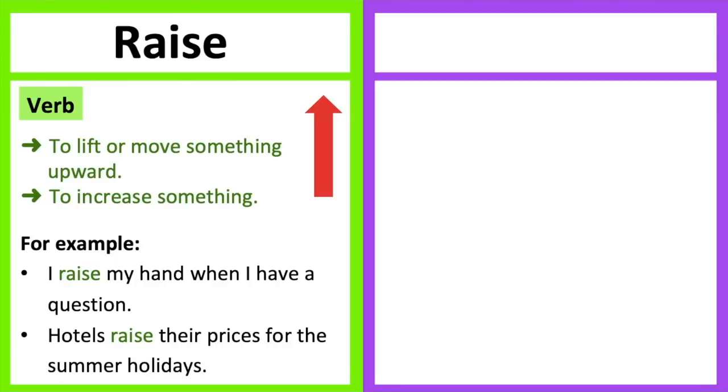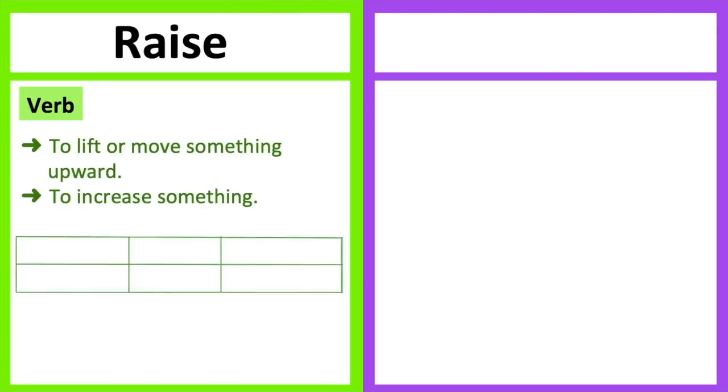Raise is a regular verb. This means that the past tense and past participle forms are made by adding d to the end. So, the present tense form is raise, the past tense form is raised, and the past participle is raised.